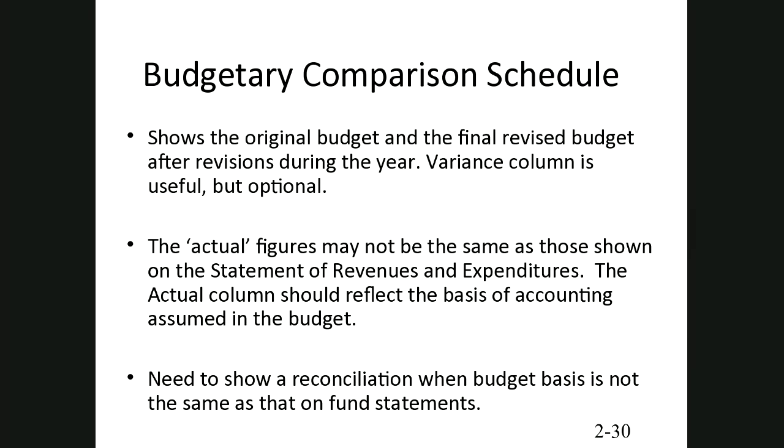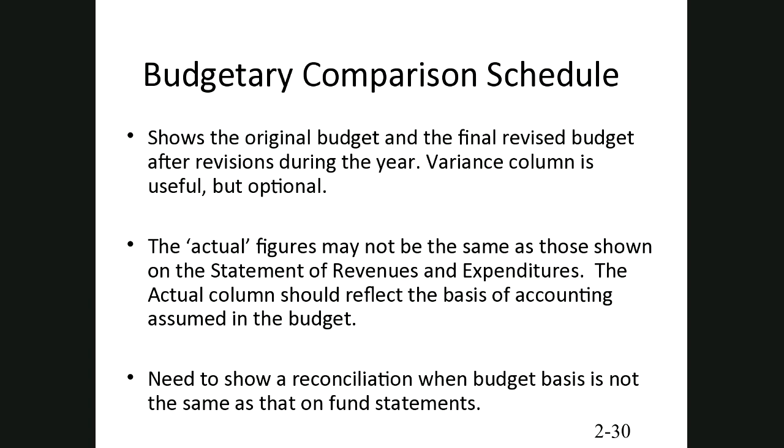So this may not be the same as the numbers that are shown in the fund basis governmental fund statement of flows. So a lot of governments will try to make it the same so that they aren't showing different numbers on a budgetary basis versus the fund basis governmental funds. It just makes life easier. But if you do have differences, you need to show a reconciliation from these funds to the fund statements. So there's kind of an incentive there, I've always found, to keep these numbers on the same basis.